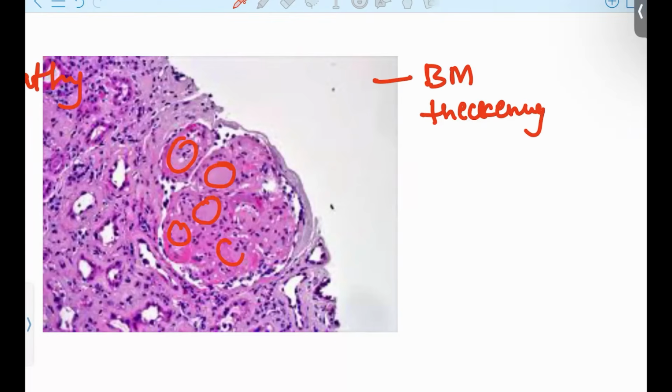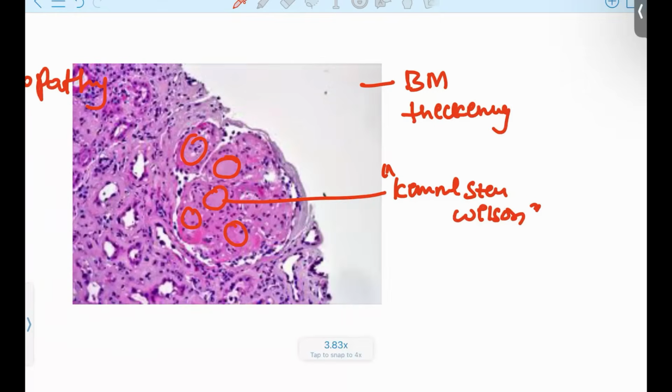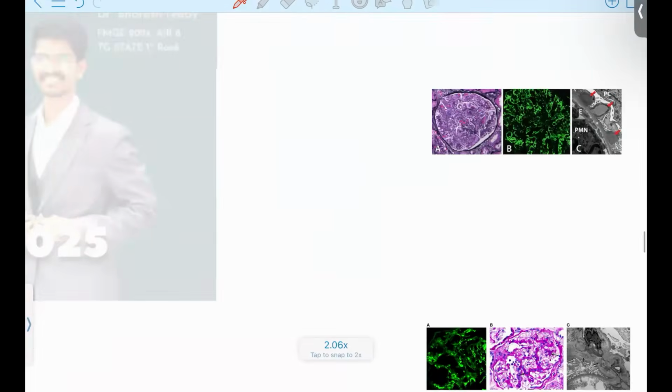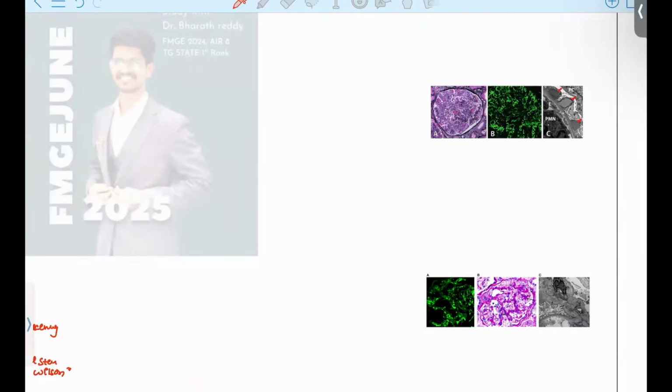What are these nodules known as? Kimmelstiel-Wilson nodules. Okay, the classic lesion that is only present in this patient, that is your Kimmelstiel-Wilson lesions. Okay, next moving on to the two other types. The other one is your IgA, and the next one is your PSGN.